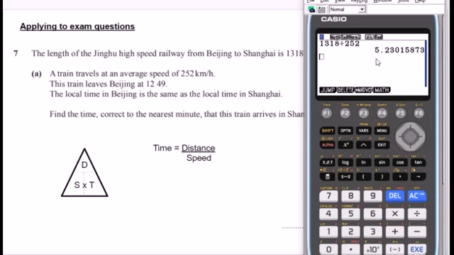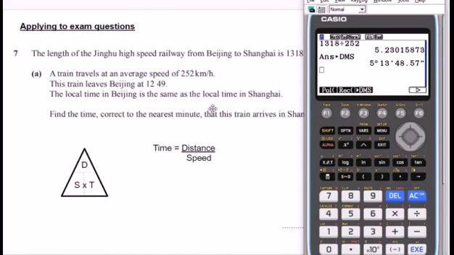I would probably advise you, given that this is a 4-mark exam question, to convert that and write it down. So if we convert that to hours, minutes and seconds, we go Option, Angle, and this degrees, minutes and seconds, which means hours, minutes and seconds, Execute. That tells us it takes 5 hours, 13 minutes and 48.57 seconds to get from Beijing to Shanghai on this high-speed train line. And I would write that down at that point.